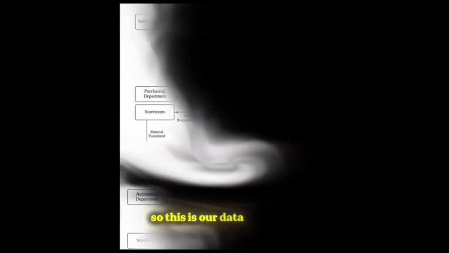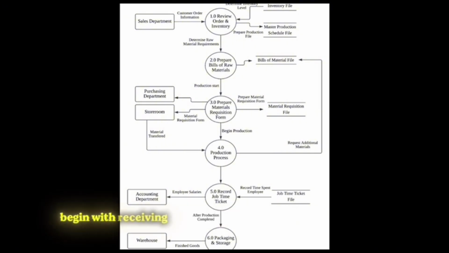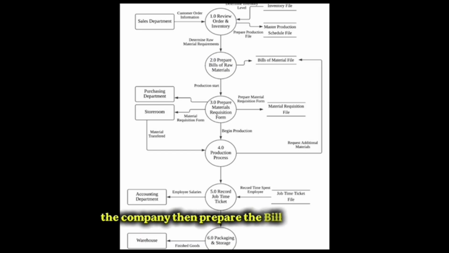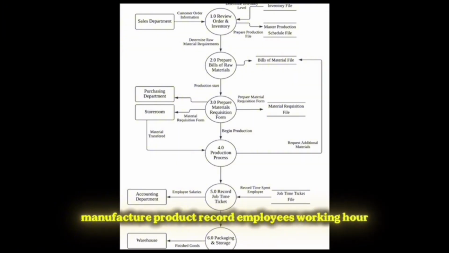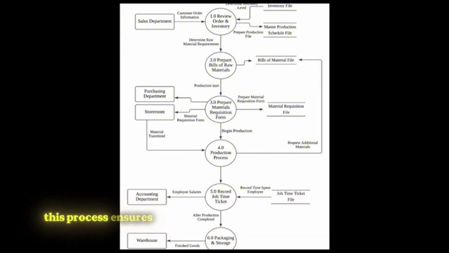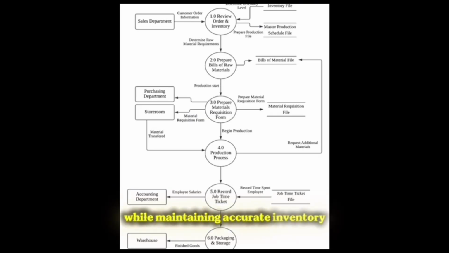So, this is our data flow diagram, DFD. For the production cycle, begin with receiving a customer order and checking inventory. The company then prepares the bill of materials, requests the necessary raw material, manufactures the product, records employees' working hours, and finally packages and stores the finished goods in the warehouse. This process ensures that customer orders are completed efficiently while maintaining accurate inventory, production, and accounting records.